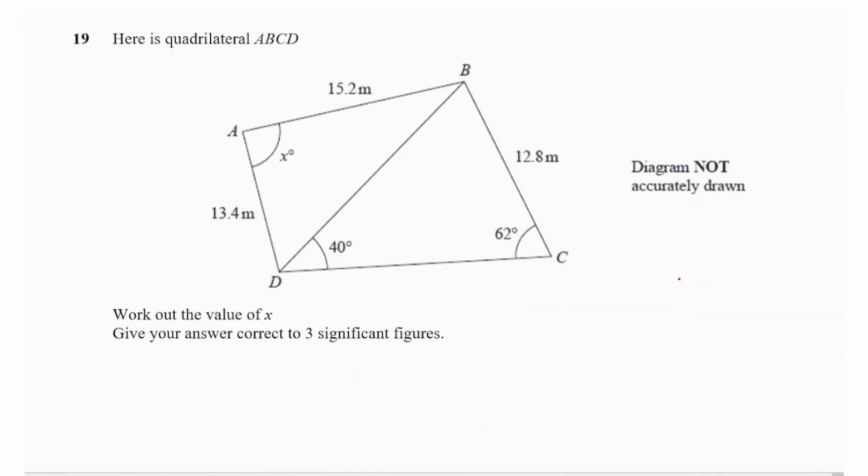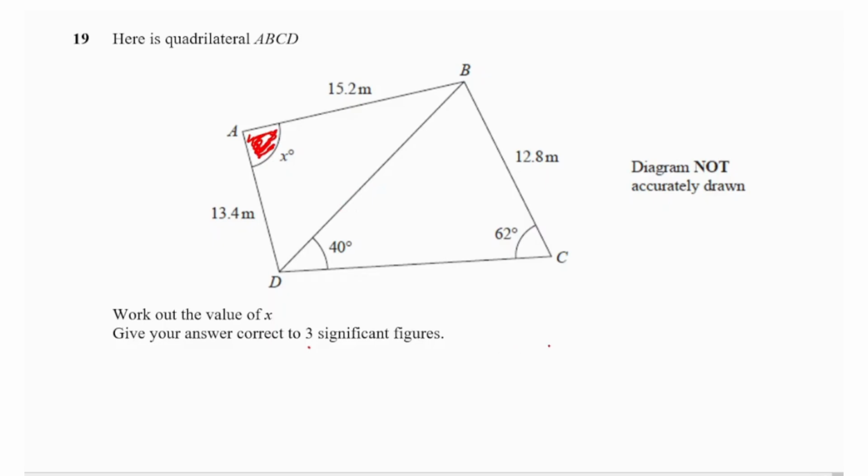Number 19 says here is a quadrilateral ABCD. Work out the value of x. Give your answer correct to 3 significant figures. So it means we're looking for this angle. We have 3 sides, one side, this side, but we don't have the value of side BD. Is there any way we can find out BD?